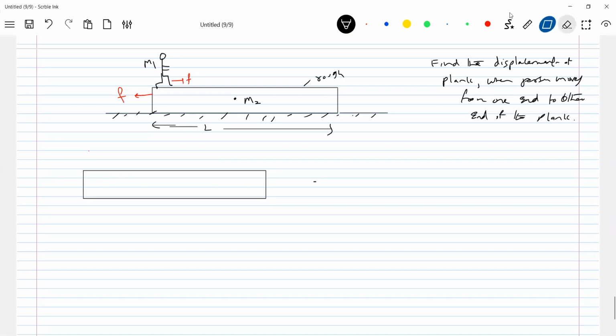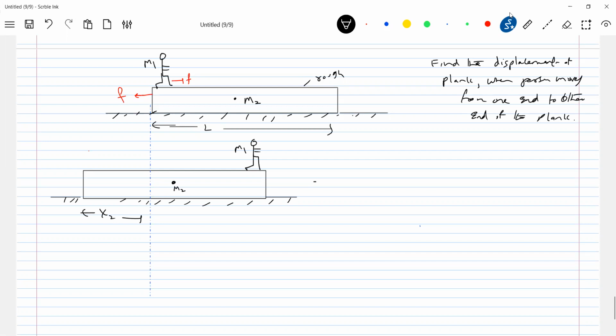So let me take this as the origin. It's a very basic problem. Let me take this as a reference, where finally the person has reached the other end of the plank. Now, what is the displacement of this particular plank? Let me take this as x2. So look at it now, the center of mass of the plank will be here.